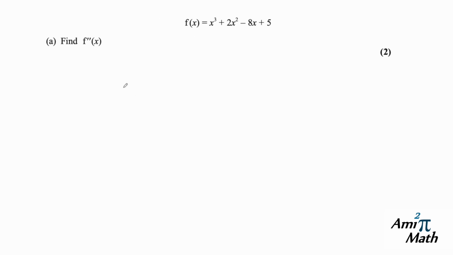Find f''(x), the second derivative. f(x) = x^3 + 2x^2 - 8x + 5. So first we need to differentiate this once. f'(x) equals 3x^2, bringing the power to the front, plus 4x minus 8, because the x cancels out. And then we do this again to this part to give us f''(x), the second derivative. And that will be 6x + 4.